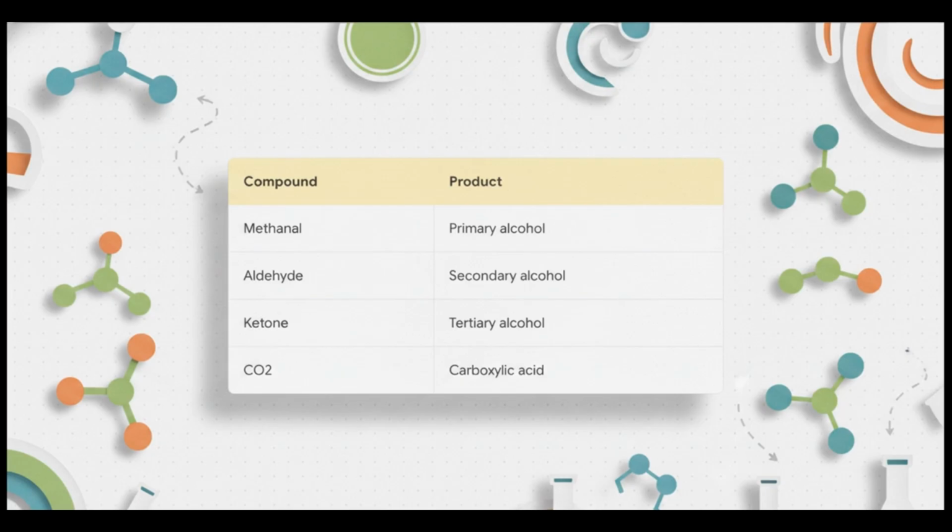If you start with methanal, which is the simplest aldehyde, you will always build a primary alcohol. If you use literally any other longer chain aldehyde, you're going to yield a secondary alcohol. If you react it with a ketone, you build a tertiary alcohol. And finally, if you react your Grignard reagent with carbon dioxide, you produce a carboxylic acid. Seriously, memorize this table, and you'll be able to predict the outcome of almost any A-level Grignard synthesis question.